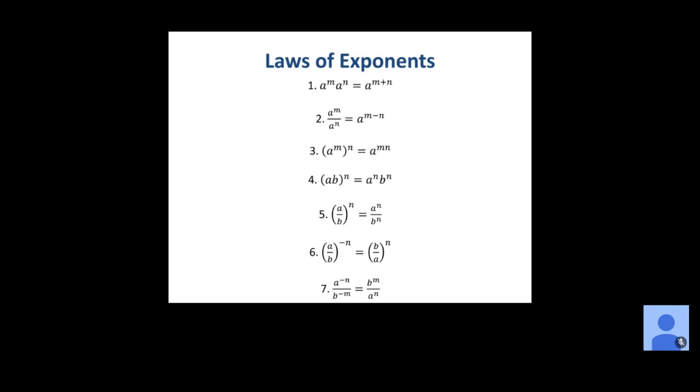Okay, and then you can see number seven there. If you have a negative exponent in the numerator, it goes to the denominator. If you have a negative exponent in the denominator, we can move it to the numerator to make it positive.